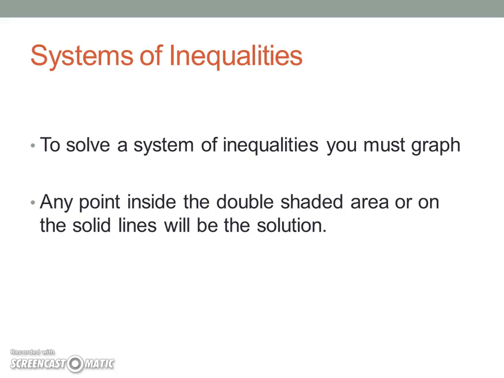Okay, the final type of systems I want to talk about is systems of inequalities. It's the same as graphing a system of equations, except this time we're shading. Any point inside the double shaded area or that is on one of the solid lines will be a solution. It cannot be on a dashed line, however, and it cannot be any of the single shaded or the no shaded areas. So we're looking for double shaded area and solid lines.